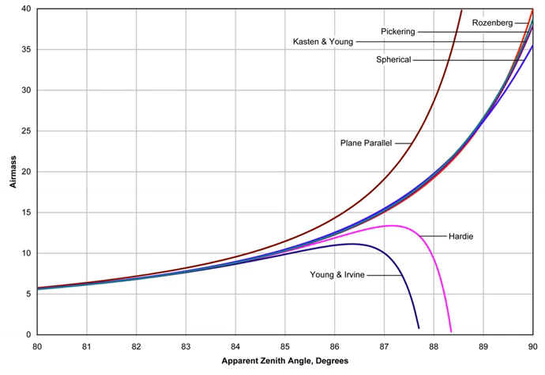Rosenberg, 1966, suggested x = 1/(cos z + 0.025 e^(-11 cos z)), which gives reasonable results for high zenith angles with a horizon air mass of 40.